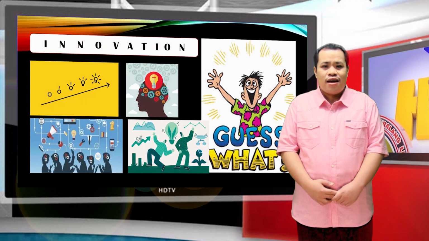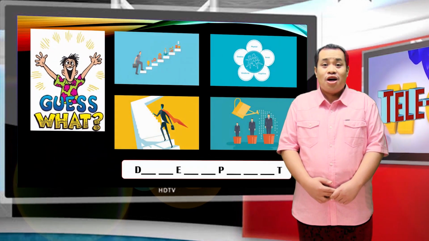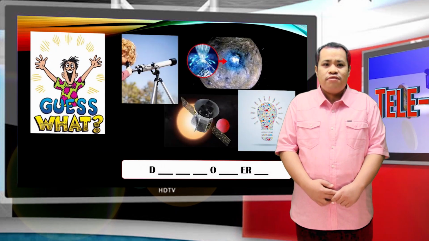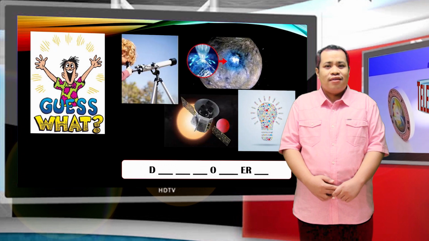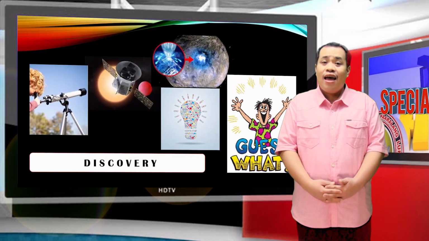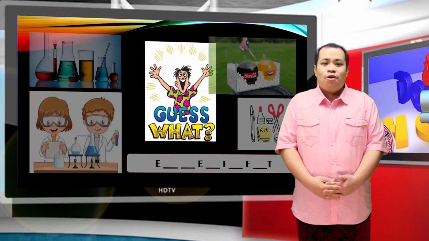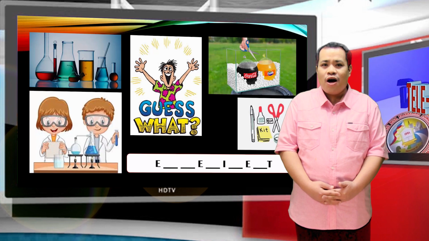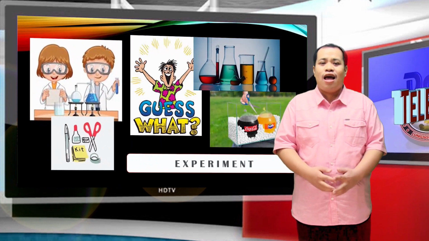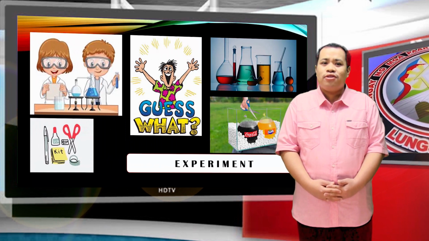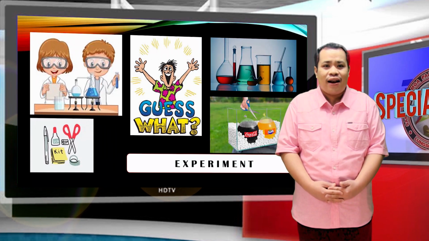What about this set of pictures? Great. It is development. The third set. Who can guess the magic word for this set of pictures? Nice try. It is discovery. And for the last set, will you try to unveil the mystery term in here? Okay, yes, it is experiment. Good job, guys. You were able to get all 4 words correctly.